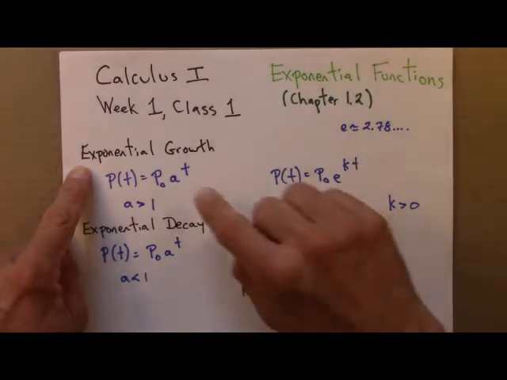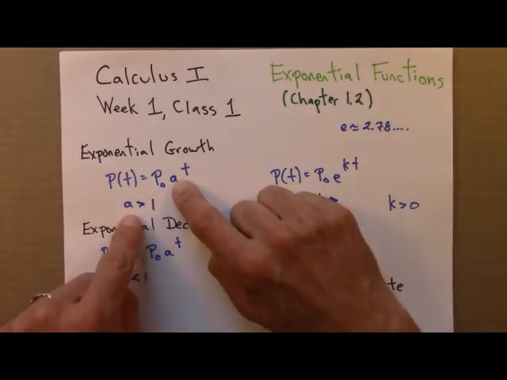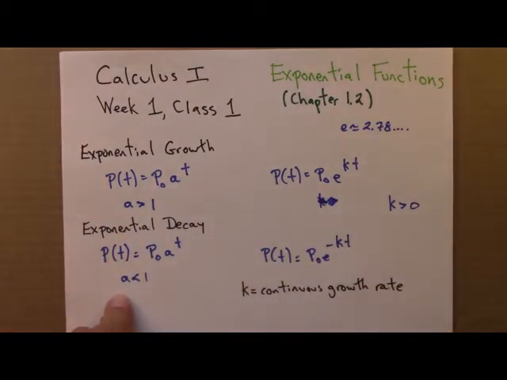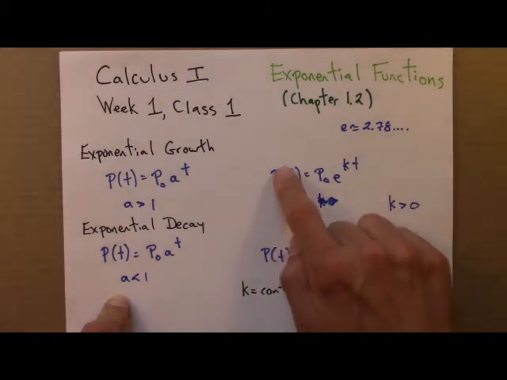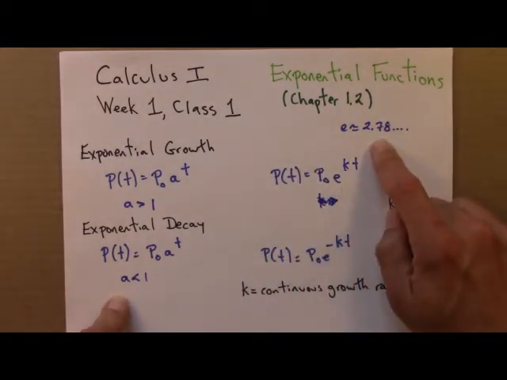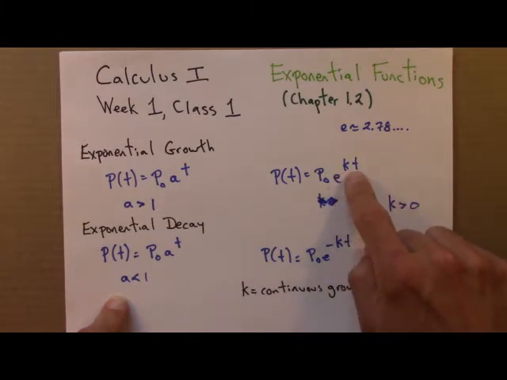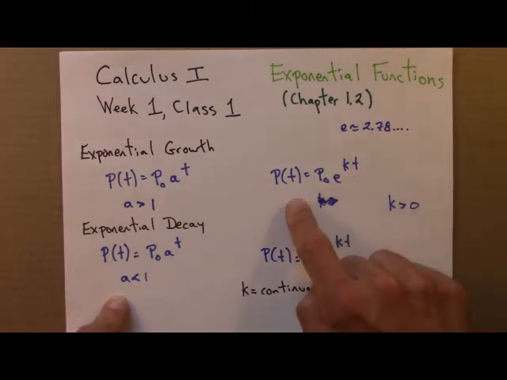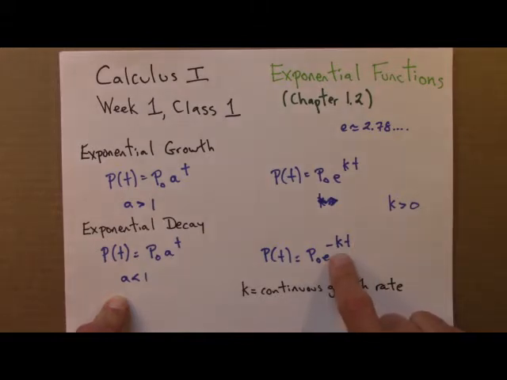But for now, the main thing to know is we can have exponential growth, exponential decay. For exponential growth, we have a positive a, or a greater than 1. Exponential decay, a less than 1. And if we write it in this continuous form using the base e, which is this funny number, if it's e to the plus kt, then it's exponential growth. And if it's e to the minus kt, then it's exponential decay, like the smoke particles, and k is known as the continuous growth rate.